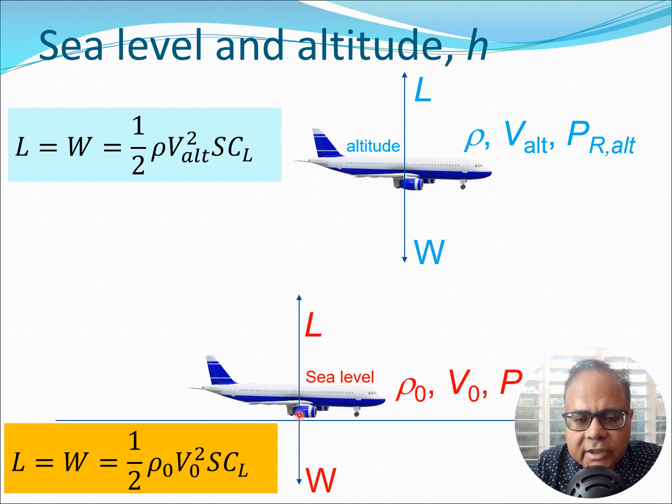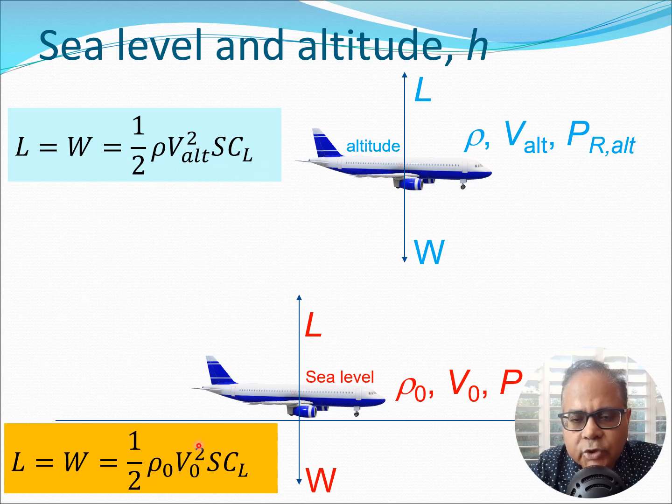Now, in both these cases, let's assume that the weight of the aircraft is the same. Therefore, the same amount of lift is going to be required to balance this weight. So I can write these two equations here. At sea level, I have L equal to W equals half rho 0 v0 square S C_L. So essentially these correspond to the density and velocity at sea level, and at the altitude I have L equal to W equals half rho v_alt square S C_L.